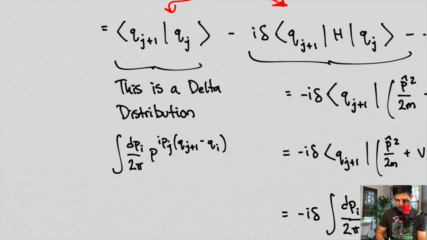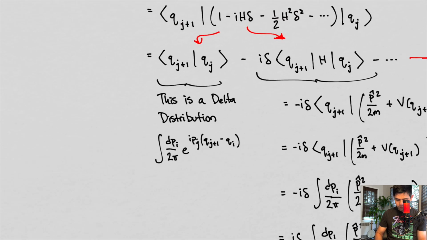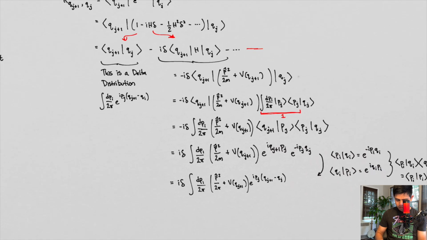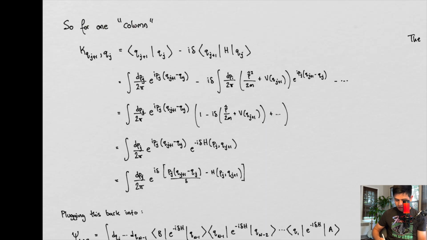We said exactly the same thing here. This should be an e. All right, so we have another page. For one column, like we said, we get this plus higher order terms with this minus sign. I said plus, but you can think of plus as subtracting a negative.